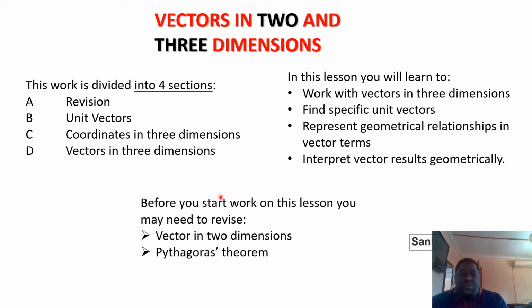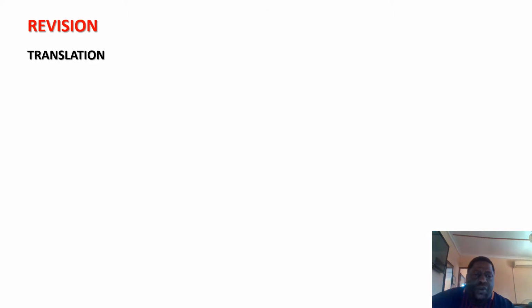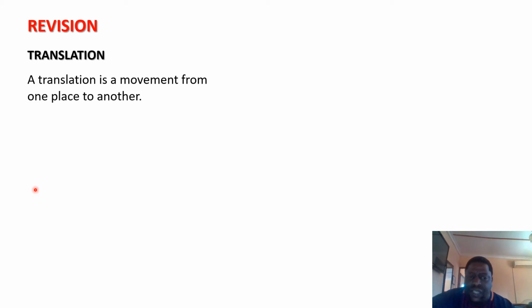All right, so please have a look at your work on Pythagoras' theorem. It's going to come in handy, especially when we are finding the distance. All right. Good. So translation, let's quickly look at what translation is. Well, first of all, you know that this is a sliding movement of an object.